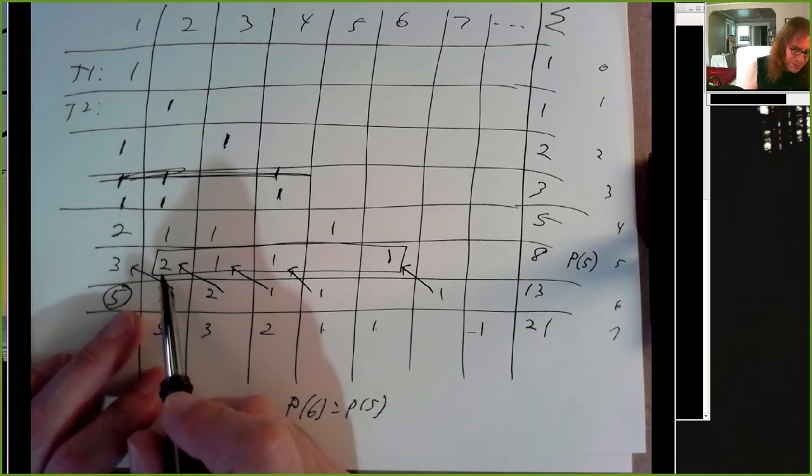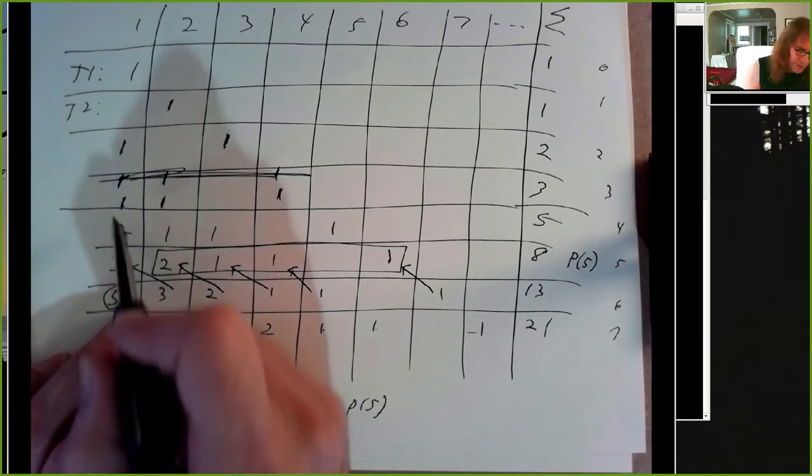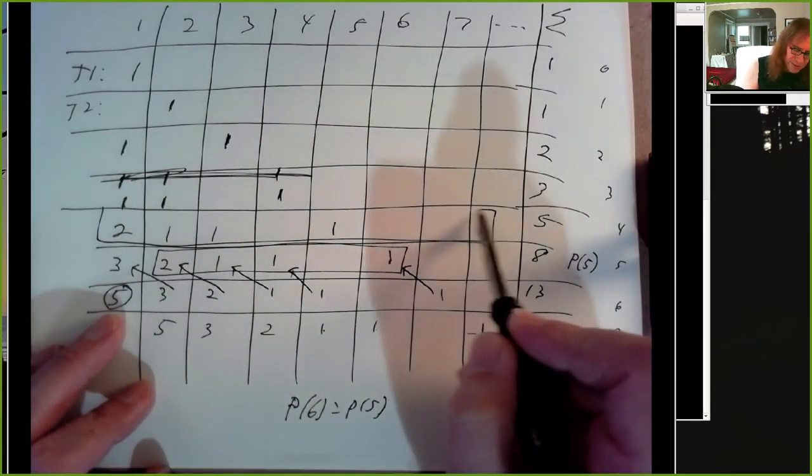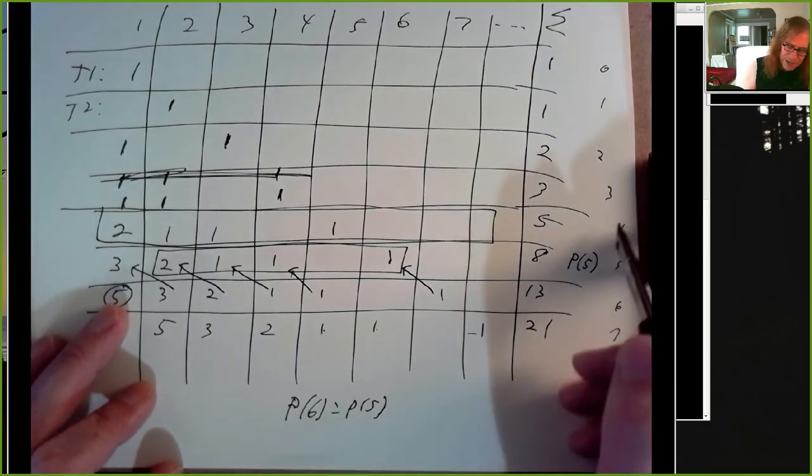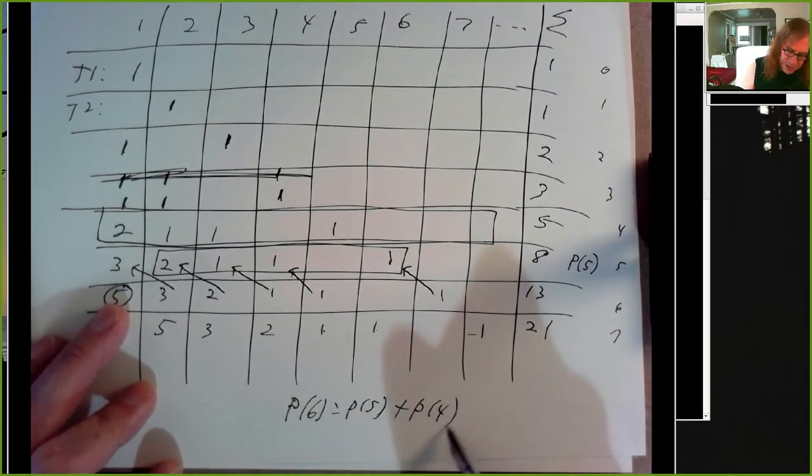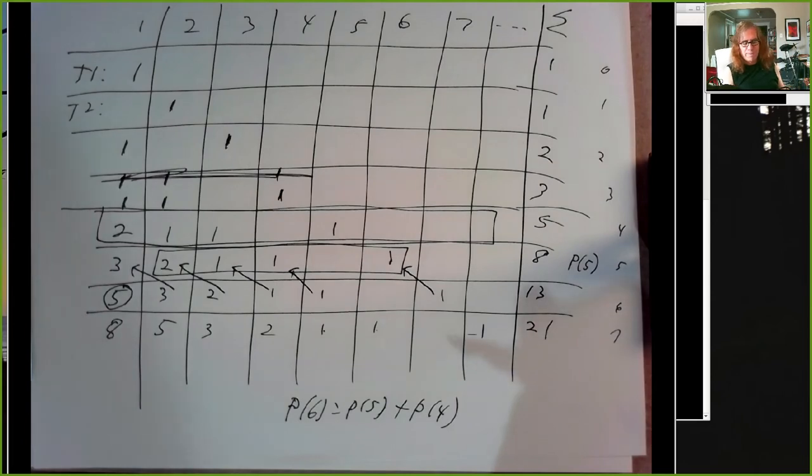The rabbits that were 2 months old or more in the previous generation are the rabbits that were 1 month old or more in the generation before that, which is the entire population at time 4. So the population at time 6 is the population of rabbits that were already around a month earlier, plus any rabbits that were around 2 months earlier, which will breed and add more rabbits. And the number of rabbits we get from that is however many rabbits were around 2 months earlier, which is P of 4.